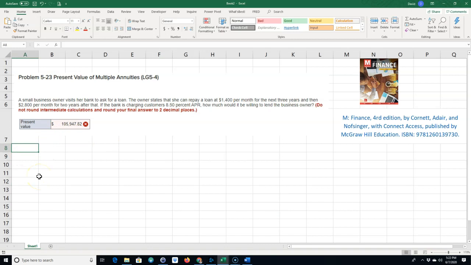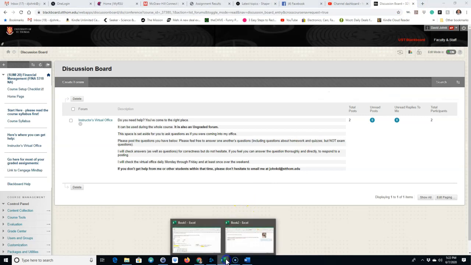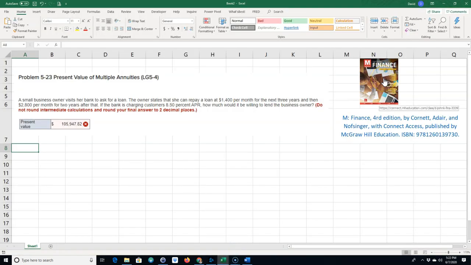First I'm going to show you the way I would probably solve it, and then I'll show you the way the book does. By the way, this problem came out of this book, M Finance, 4th edition by Cornett, Adair, and Nofsinger. Ignore the Connect Access and the ISBN number if you're just going to buy the book. If you get Connect Access, then you would use this. But anyway, it's a very good book for finance at the college level.